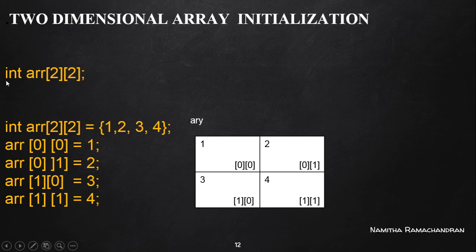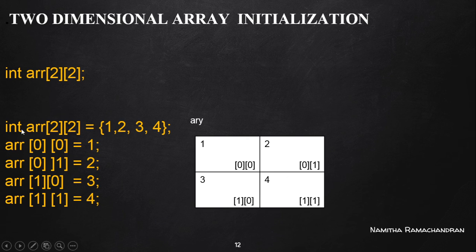This is the declaration: type, array name with row size and column size. Type is int and the name is ARR. This one indicates the number of rows present, and here it is the number of columns present. 2 rows and 2 columns here. In total, how many values can we store in this particular array with size 2 rows and 2 columns? 2 rows are present, 2 columns are present. How many values can we store here? Total 4 values. How is it possible? This 2 into this 2, total 4 values are present.